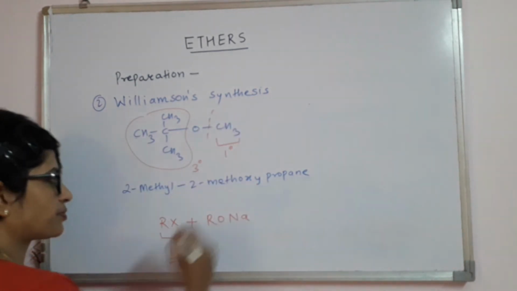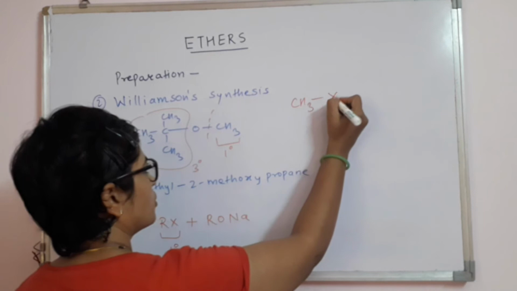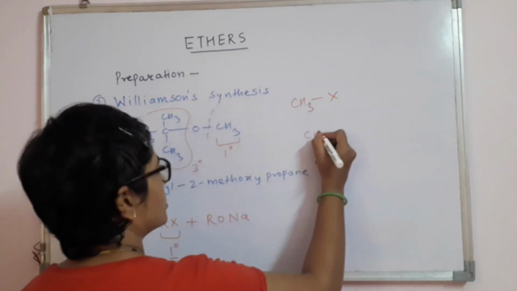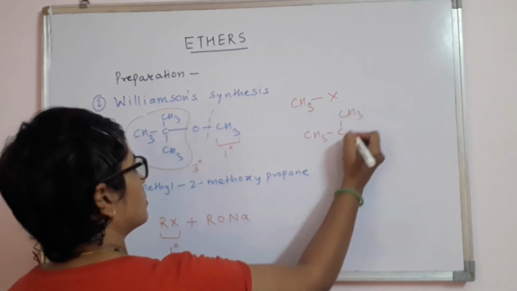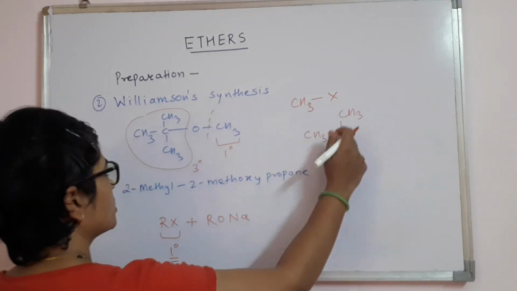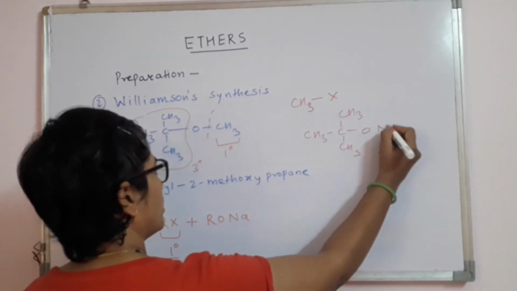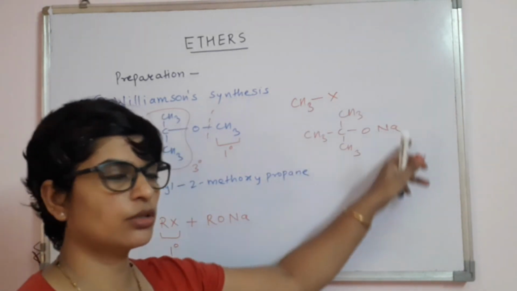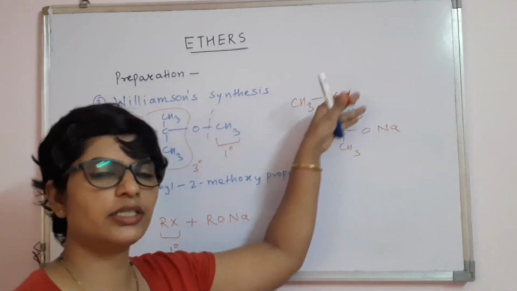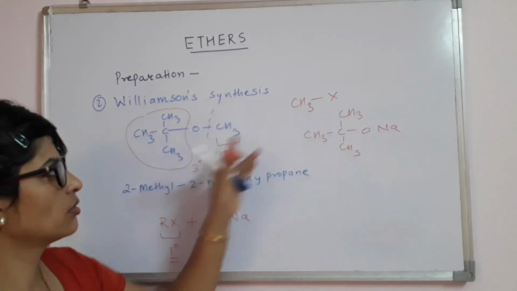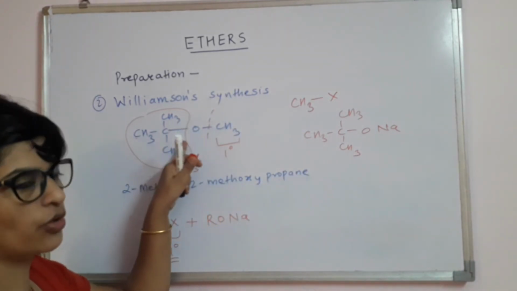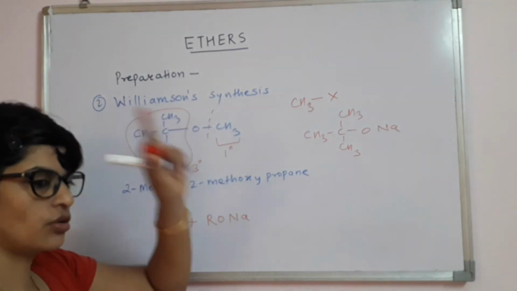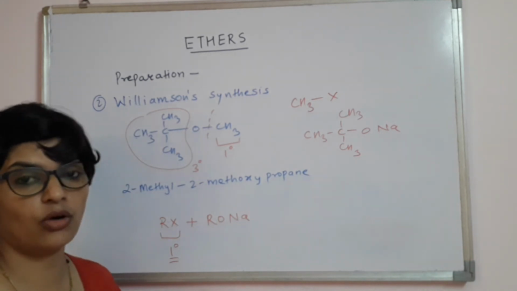So break this bond, and the right choice will be CH3X and sodium tert-butoxide, (CH3)3CONa. Sodium tert-butoxide plus methyl halide. These are the combinations. This is the right answer for getting this product, and not that this bond will be broken. Don't do this. If you break this bond and write X here and use CH3ONa, that's a wrong answer because that will give you alkene and not ether.